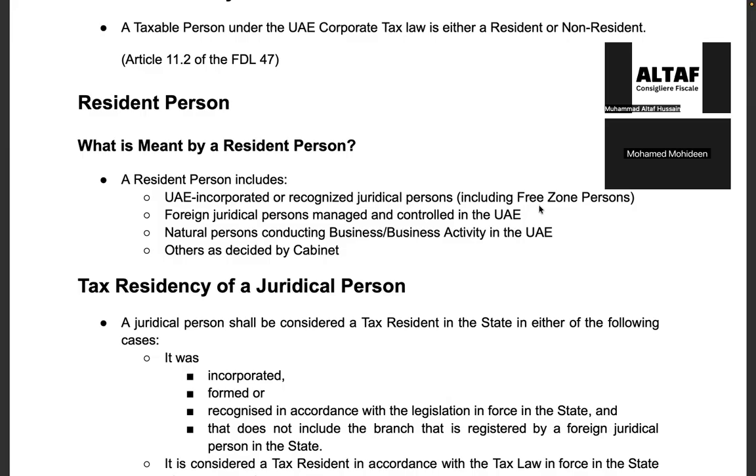Because if there are branches by a resident person within UAE, it would be a bit funny to say that a company is incorporated in UAE and it has a branch in another, let's say, Emirate. So shall we even consider the question of giving them two different taxable identities? No, it doesn't make sense, right?